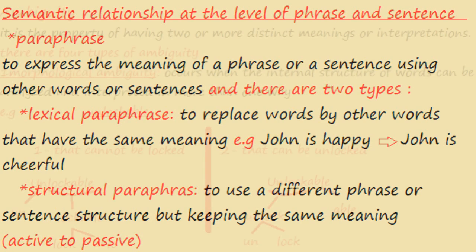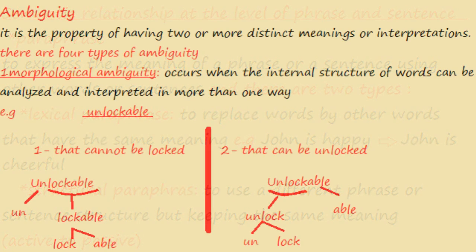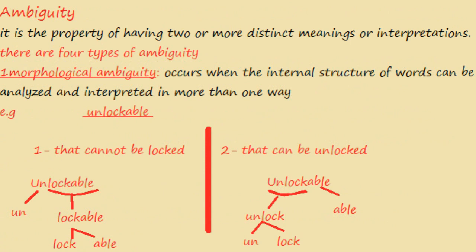Then we move to ambiguity. Ambiguity is the property of having two or more distinct meanings or interpretations. There are four types of ambiguity. First one is morphological ambiguity. This is a little bit more complicated than the previous one. Morphological ambiguity occurs when the internal structure of words can be analyzed and interpreted in more than one way.